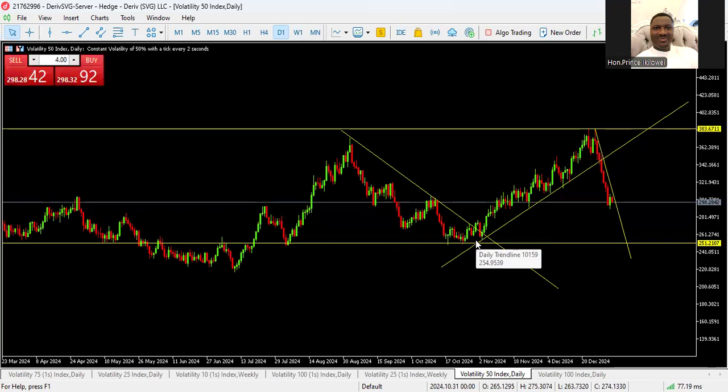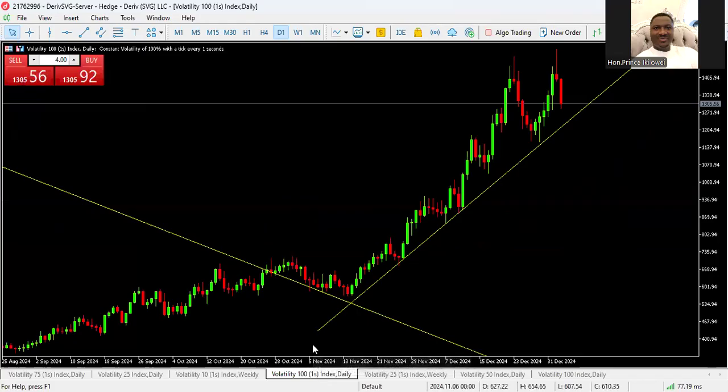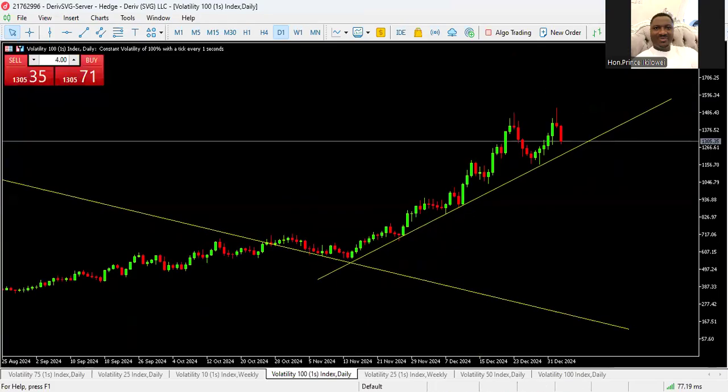That's how you place a buy. Maybe look at another market again. Let's look at, okay, this is V100. Now V100 is doing the same thing here. This is an uptrend. Obviously, this is an uptrend.